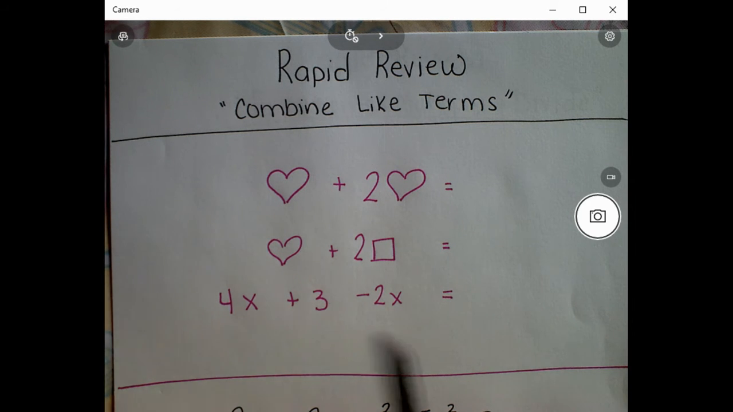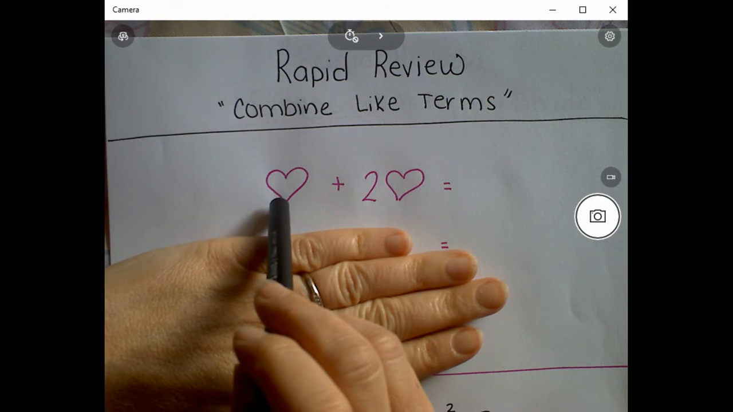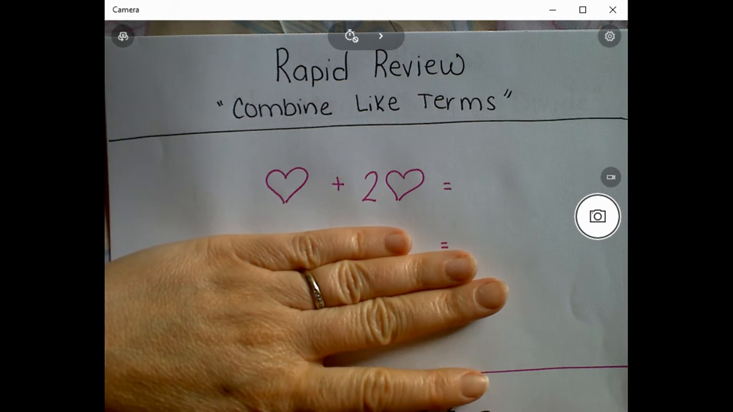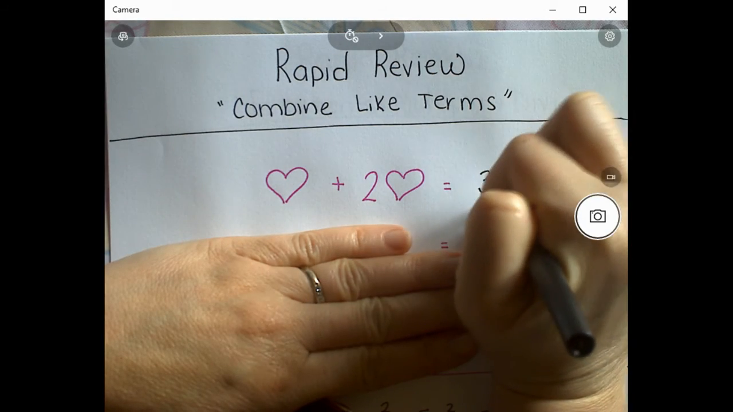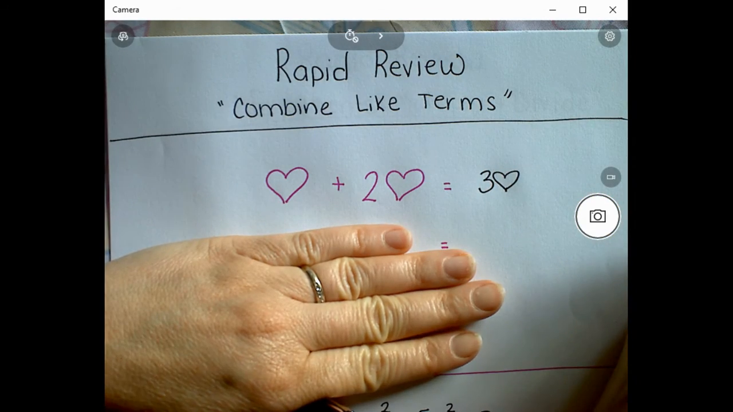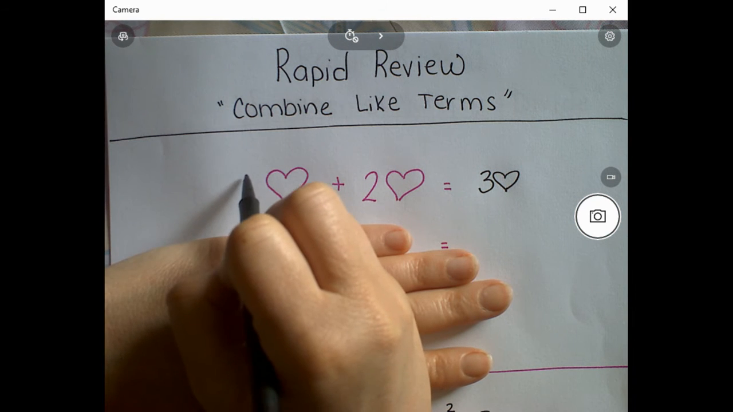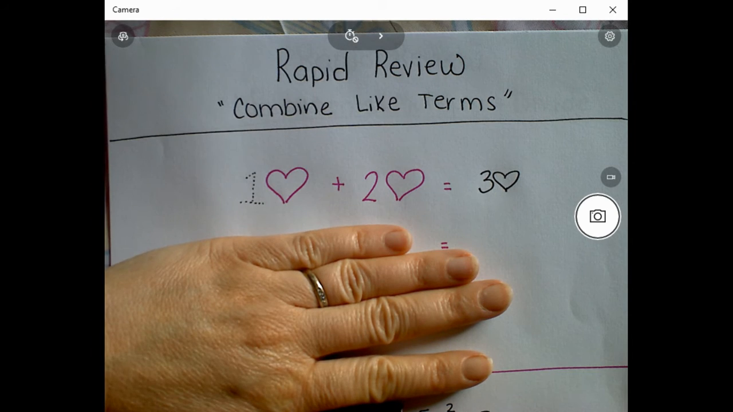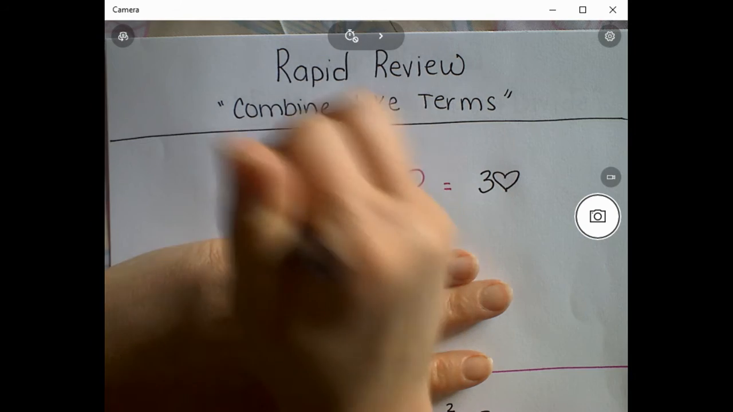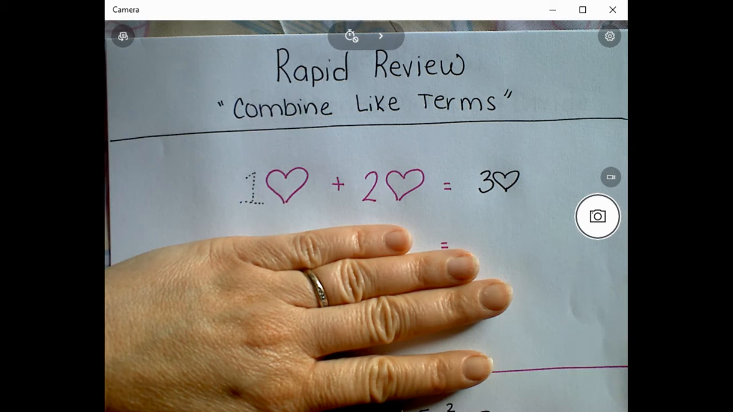So for this first kind of silly example up here, if we have one heart and two more hearts, how many hearts do we have? Well, we all know that we would have 3 hearts, and that would be the correct answer. Remember, when there's no number written in front, there's kind of an imaginary 1. It's really called implied. So there's an implied 1 right there. 1 plus 2 equals 3 hearts. Okay?